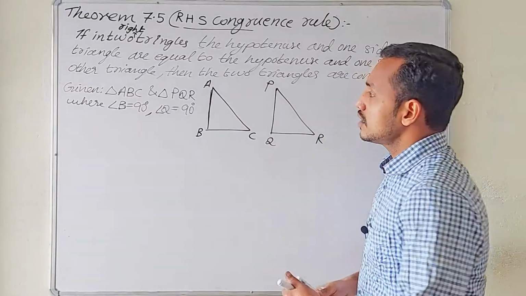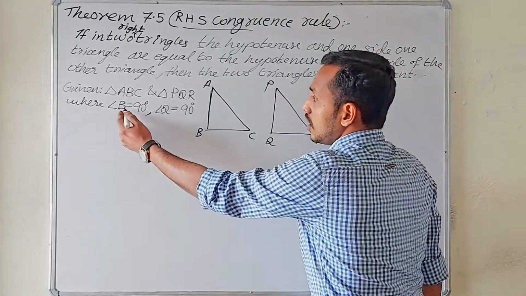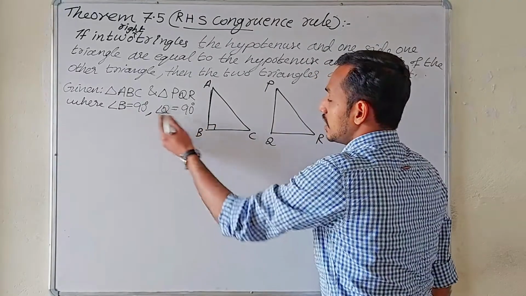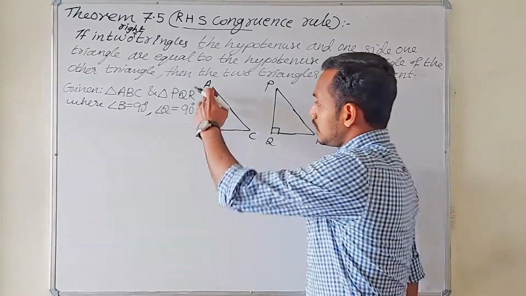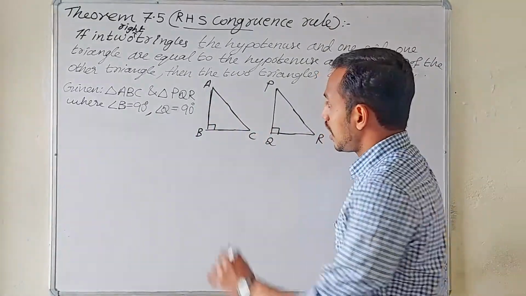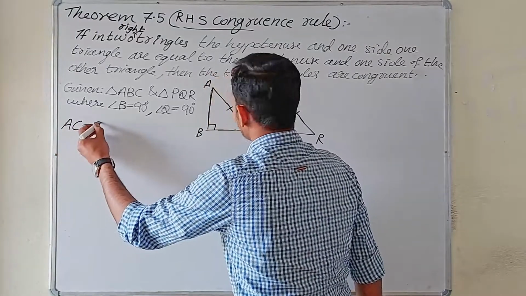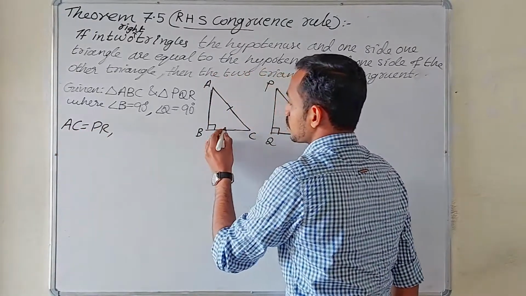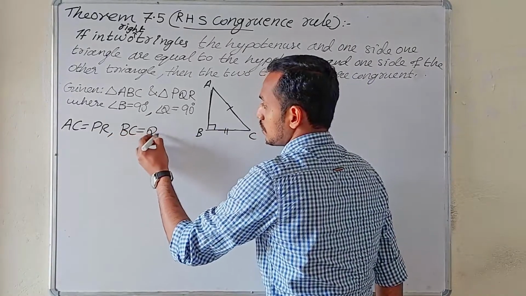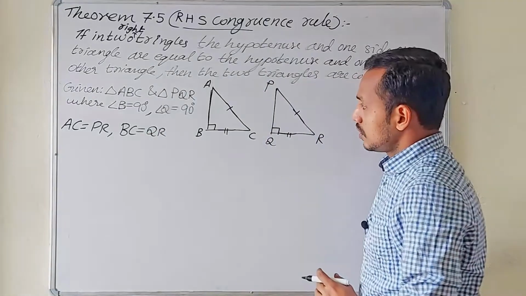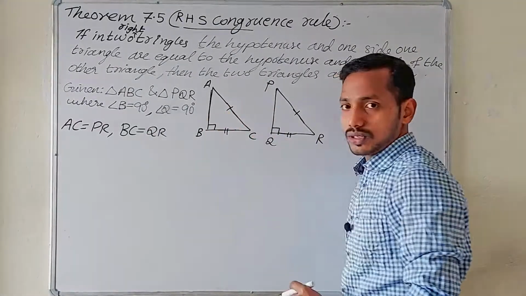That means here it is given two triangles ABC and PQR such that angle B is equal to 90 degrees and angle Q is equal to 90 degrees. Here given that two triangles are right angled and its hypotenuses are also equal, that is AC equal to PR, and also BC is equal to QR. So these are the given conditions. Then we need to prove these two triangles are congruent.